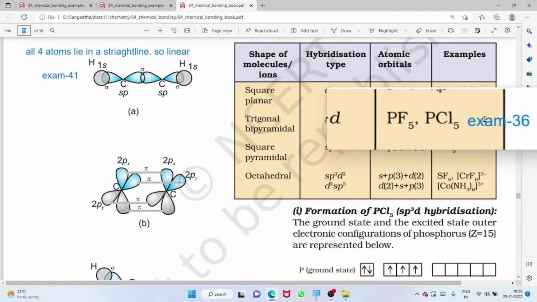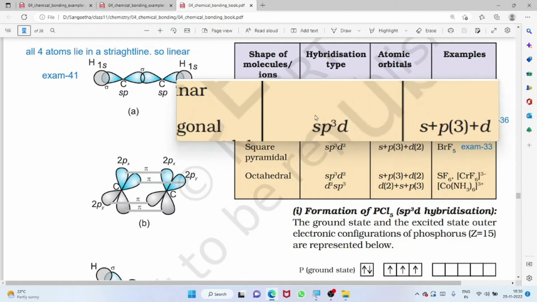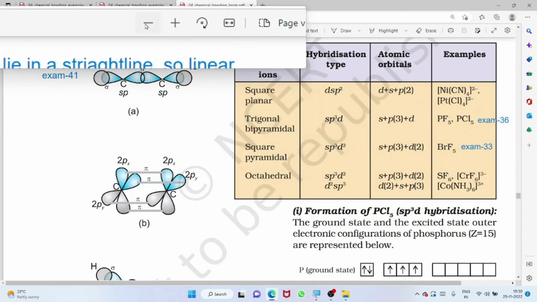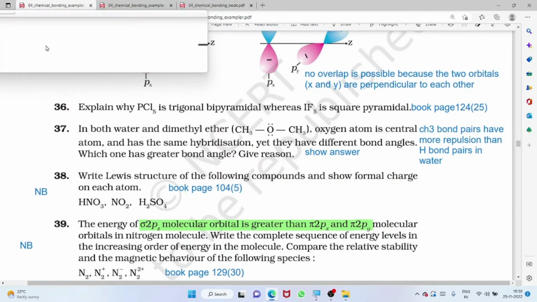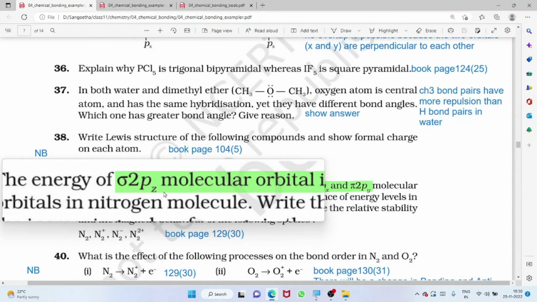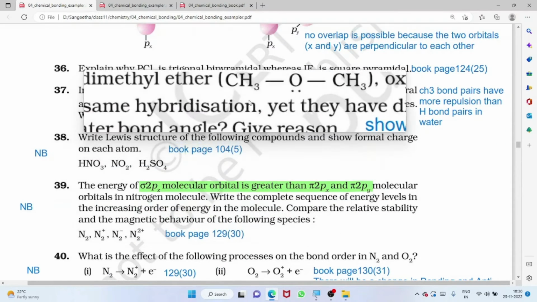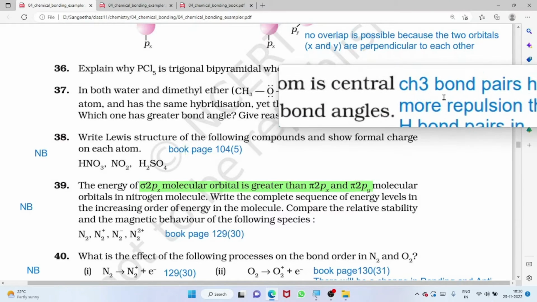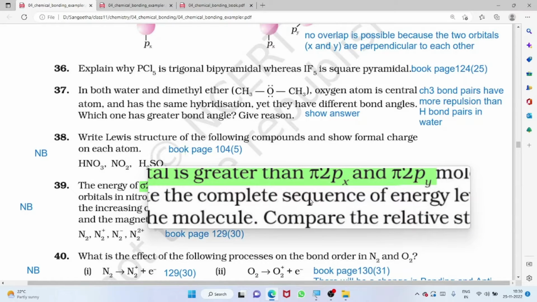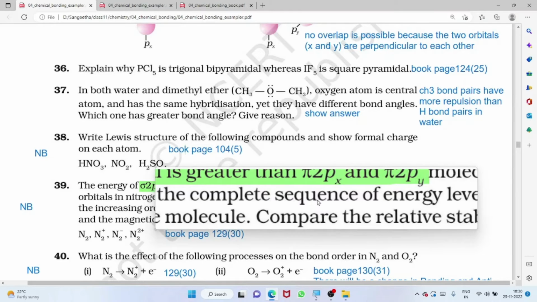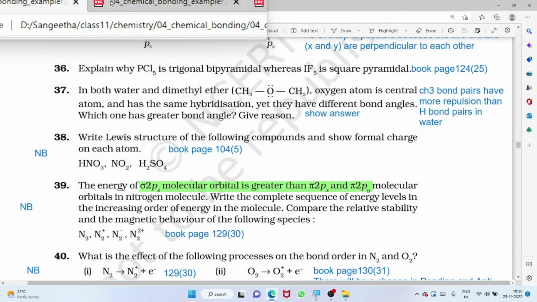So here this is the exemplar. Here you can go through the hybridization and the structure. In both water and dimethyl ether, CH3OCH3, the oxygen atom is the central atom and has the same hybridization, yet there are different bond angles. Which one has the greater bond angle? Give the reasons.